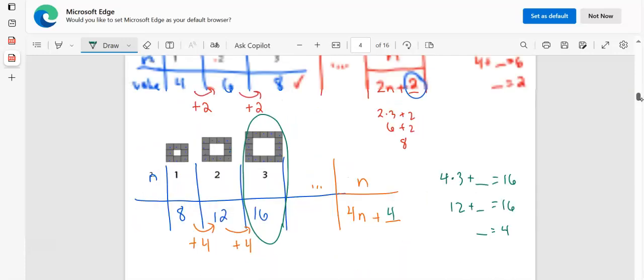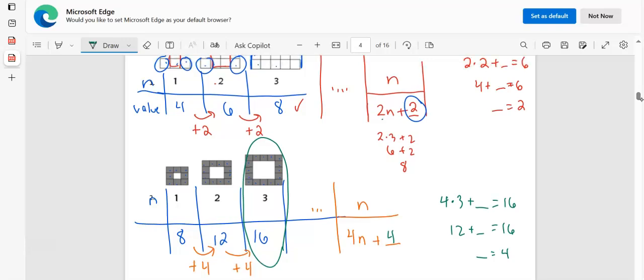Now this is kind of interesting. Both of these ended up with the constant difference and the constant. So the number we were multiplying the variable n by, as well as the number we were adding, ended up being the same. That is not always true, but it just happened to be here.